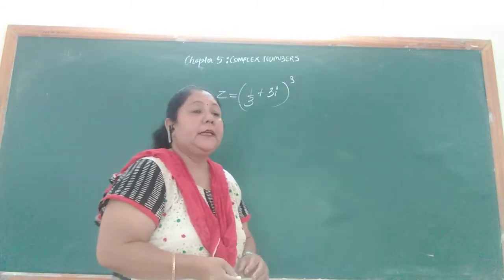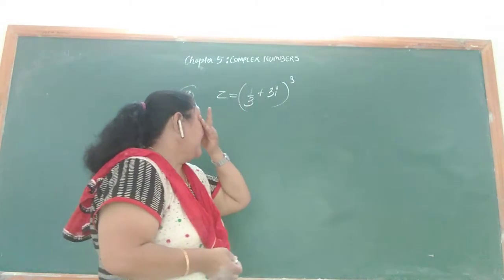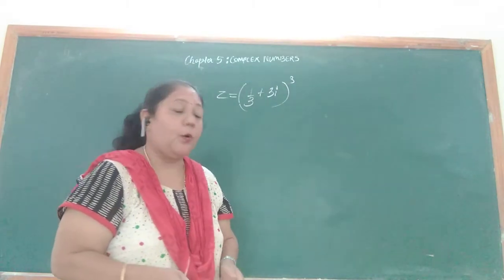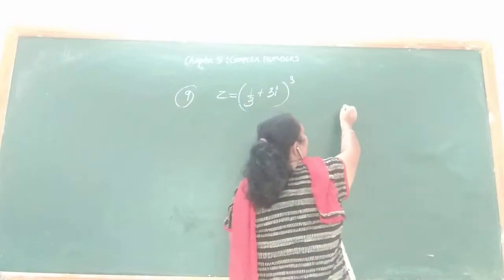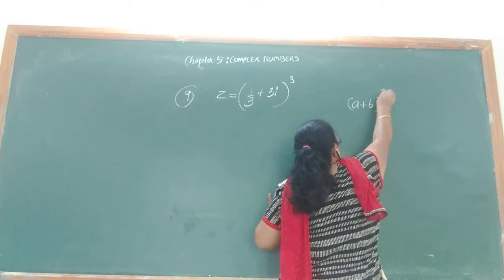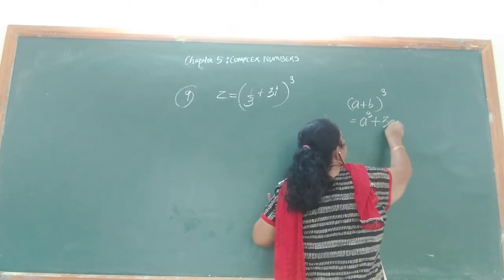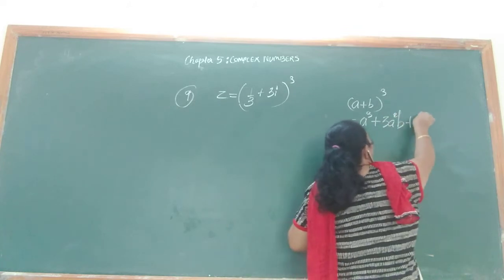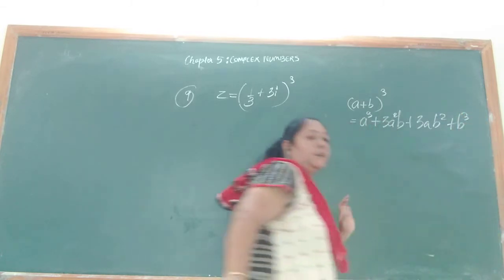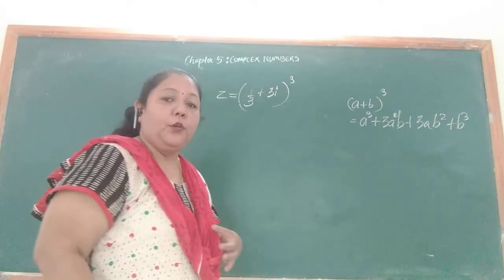Okay. Now, the next question is (1 upon 3 plus 3i) to the whole cube. So if I want to expand it, I want to open it, I should first know the formula that (a plus b) to the whole cube is equal to a cube plus 3a squared b plus 3ab squared plus b cube. So this is going to be the formula for opening (a plus b) whole cube.